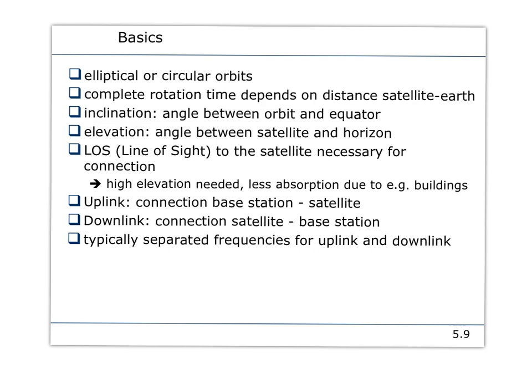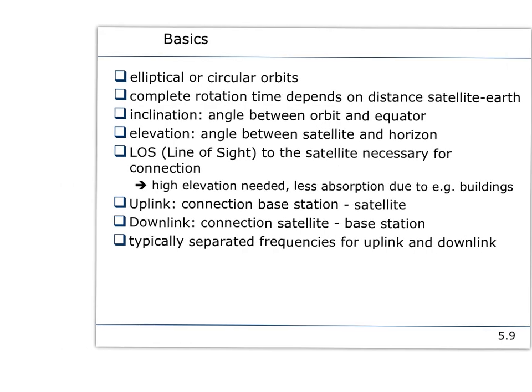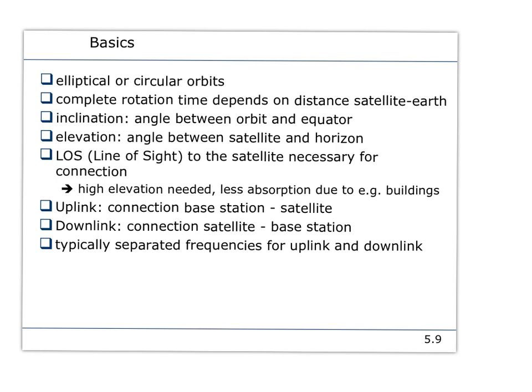Complete rotation time, of course, depends on the distance. If you are close, you need to rotate slower, and you can cover a full circle around Earth at lower speed. But if you are very far away, especially in the geostationary orbit, then you can circulate around once every 24 hours, and in that case you have the geostationary phenomenon. Inclination is the angle between the orbit and the equator, and elevation is the angle between the satellite and the horizon, the lower imaginary line across the Earth.